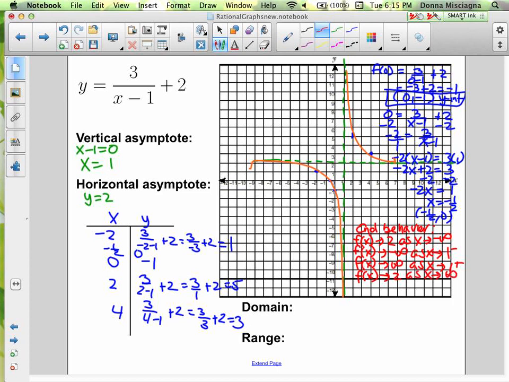Right? So that's the official definition of a horizontal asymptote, a number that the function approaches as x approaches positive or negative infinity. The last thing we're going to fill in is domain and range. The domain is everything but the vertical asymptote. The range is everything but the horizontal asymptote.